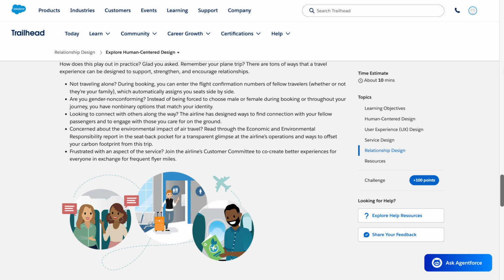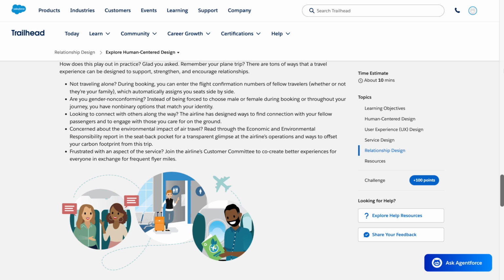Are you gender nonconforming? Instead of being forced to choose male or female during booking or throughout your journey, you have non-binary options that match your identity. Looking to connect with others along the way? The airline has designed ways to find connection with your fellow passengers and to engage with those you care for on the ground.